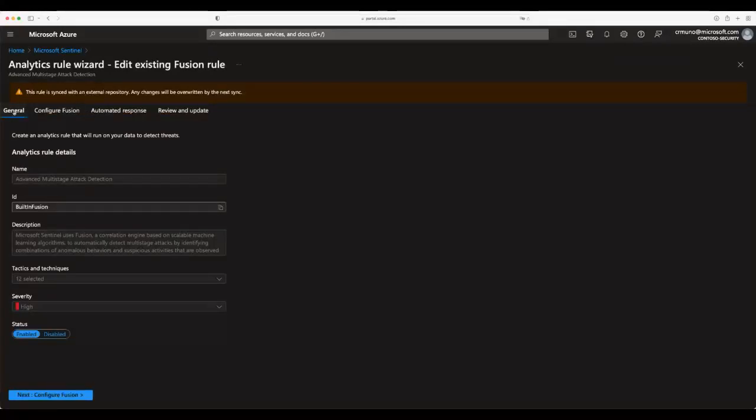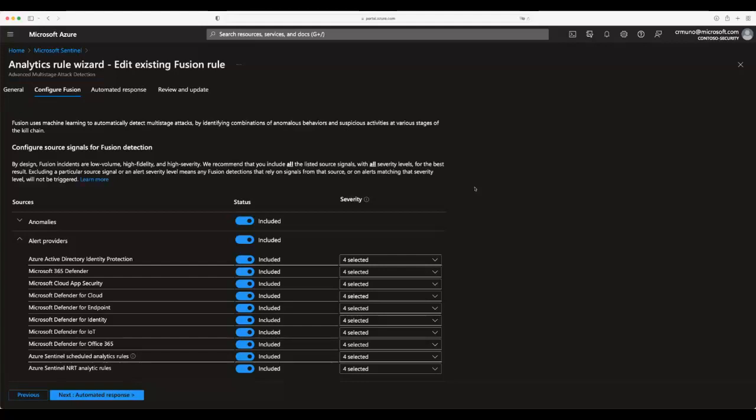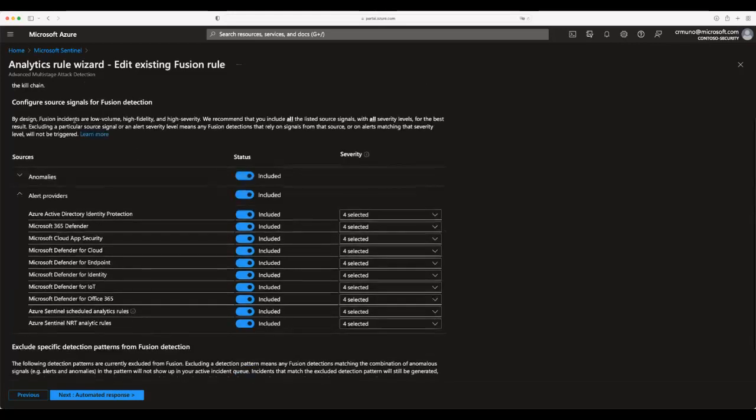And here at the top, we have different tabs. We have General, Configure Fusion, Automated Response, and then we have Review and Update. Under Configure Fusion, this is where the power of fine-tuning, of customizing Fusion really comes in. And this is where we have the ability to configure the different source signals for Fusion detection. As you can see here, when it comes to sources, we have anomalies. We also have alert providers. Again, I can always exclude it, depending on the different use cases that we have across our security operations strategy.